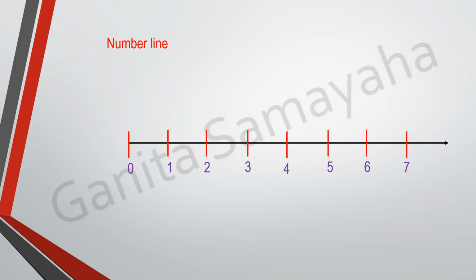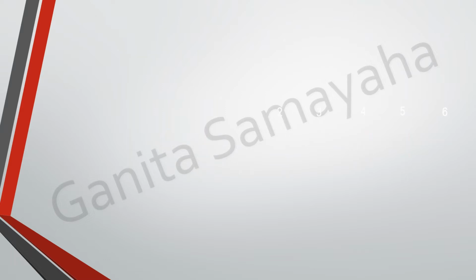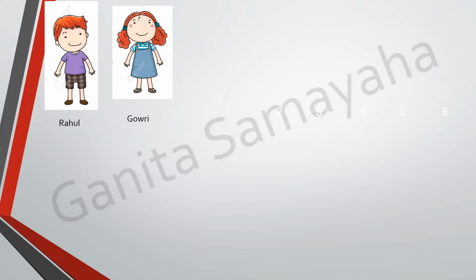Now where will we place the negative numbers? For that we will look into one situation. Let us see what that situation is. We have Rahul and Gauri. They are brother and sister.